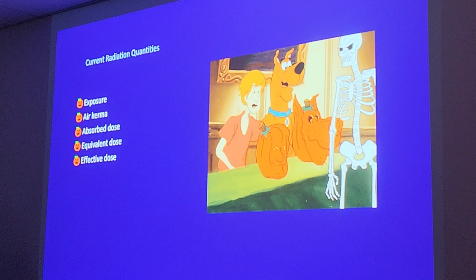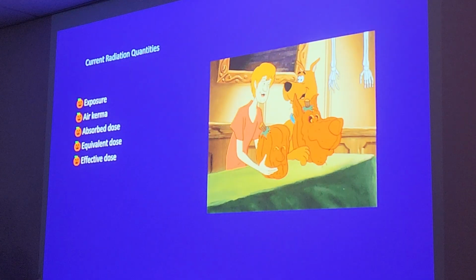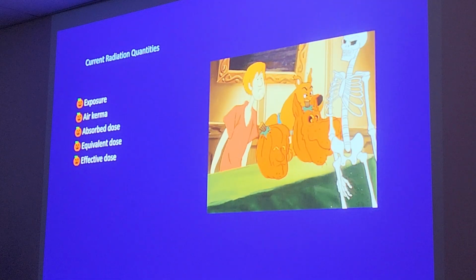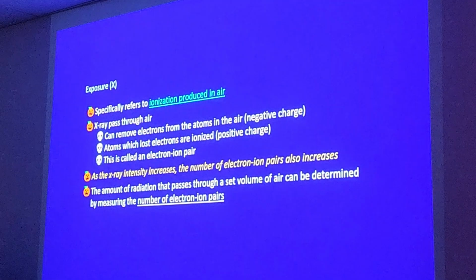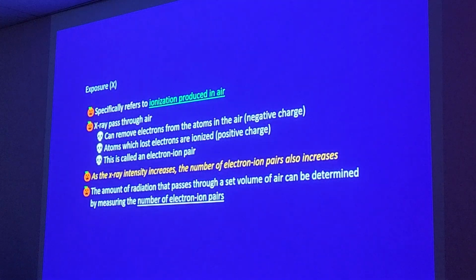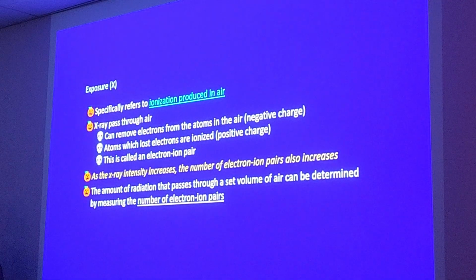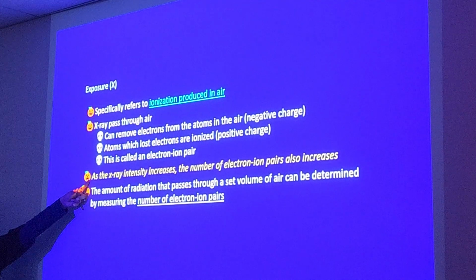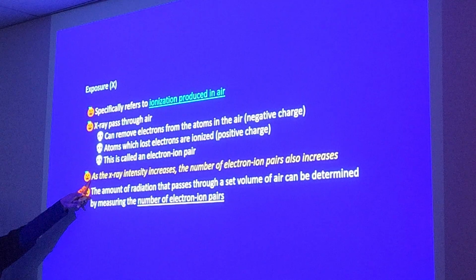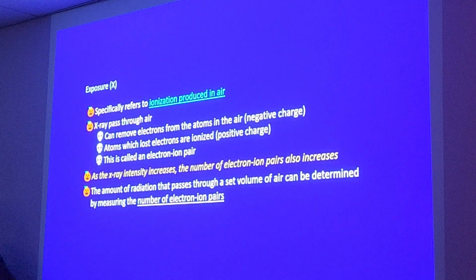So exposure, air kerma, absorbed dose, equivalent dose, effective dose. Everybody's familiar with this? Yes? Hopefully. So exposure, we know that it refers to ionization that's produced in air. As X-rays pass through air, they interact with the atoms in the air, and when atoms lose electrons, they're ionized, right? And as the X-ray intensity increases, the chance of ionization also increases, right? So the amount of radiation that passes through a set volume of air can be determined by measuring the number of electron-ion pairs that it forms through ionization.